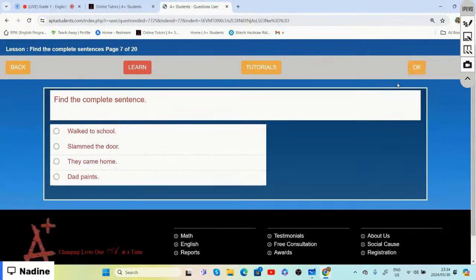All right, so one more, and then we're going on to the next lesson. It says, find the complete sentence. Walked to school, slammed the door.